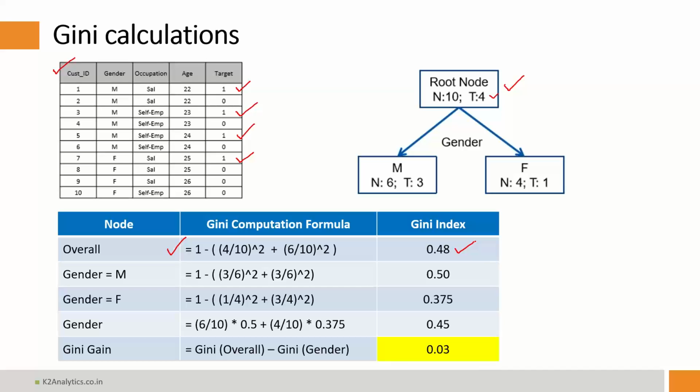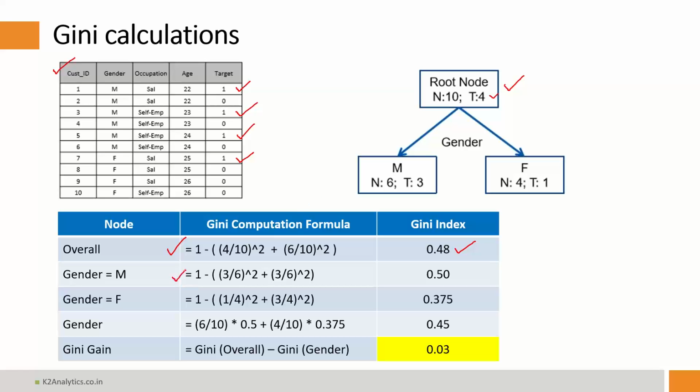Now I am assuming that the root node is split by gender. In gender we have got male and female, 2 categories. In male, how many observations? 6 observations. How many responders in male? 3. In female, how many observations? 4. How many responders in female? 1. So let us compute Gini of male node.